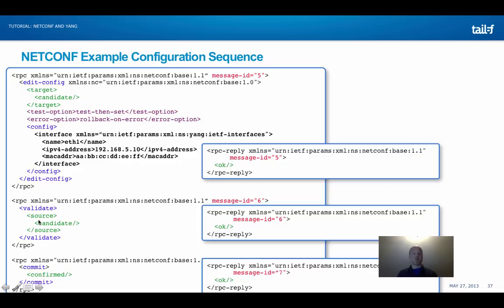Then the management system asks the device to validate the candidate. OK. Finally, the management system performs a commit confirmed. OK. Typical sequence. And since this was a confirmed commit, to make this happen and not roll back automatically, the management system must also send a final commit within the time frame.